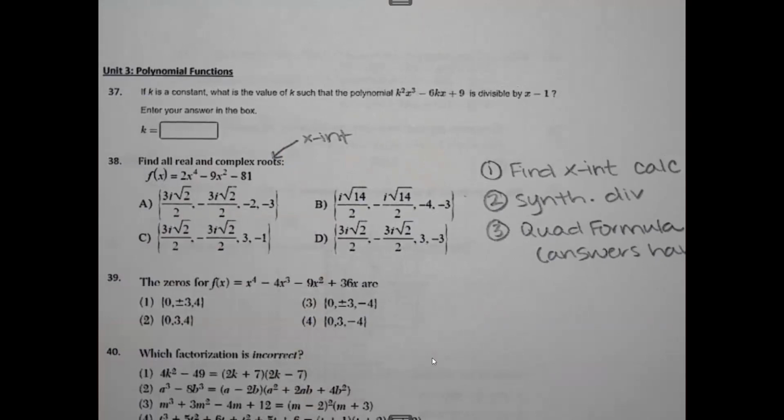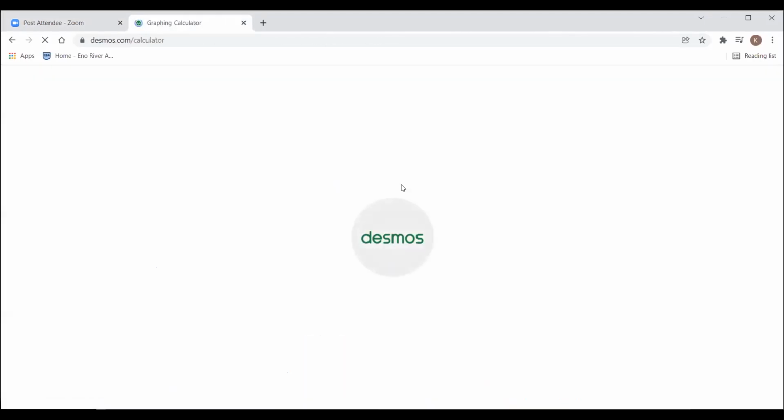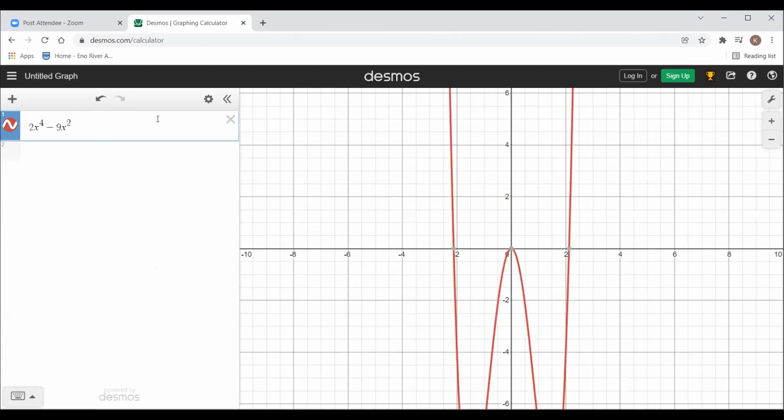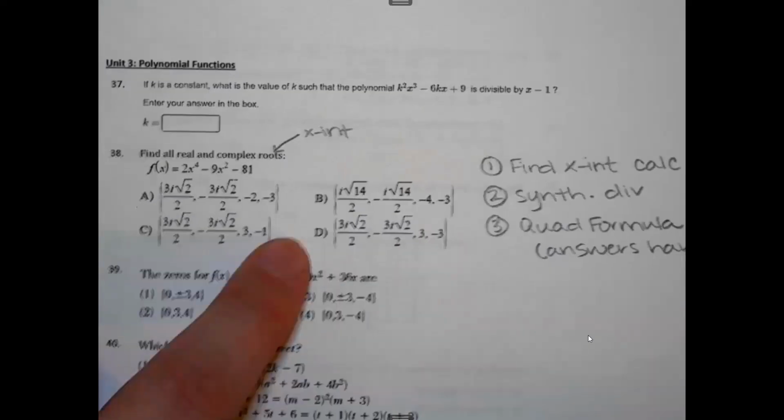So let's go ahead and graph this on Desmos. We've got 2x to the 4th minus 9x to the 2nd minus 81. And we're just going to look to see where it crosses the x-axis, which is at -3 and +3. And so we can see that the correct answer there is D.